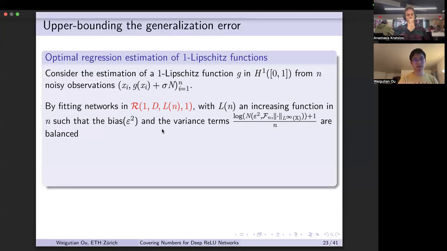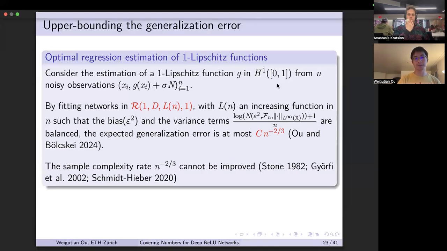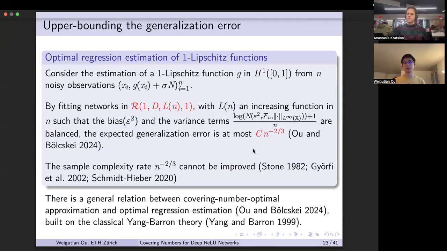If we choose our network in this way, then we can show that the expected generalization error is at most some constant times n to the power of -2/3. And indeed, the rate is optimal because the estimation of one-Lipschitz functions has already been studied in the literature, and they have shown that the rate is exactly n to the power of -2/3. In our paper, we also discuss why we get such optimal regression rates. That's because we have the optimal approximations, and we try to give a relation between these two. And our result is built on the classical Yang-Barron theorem.